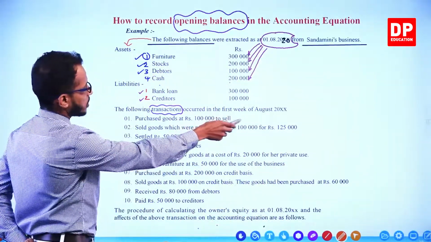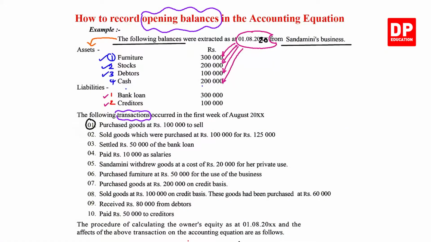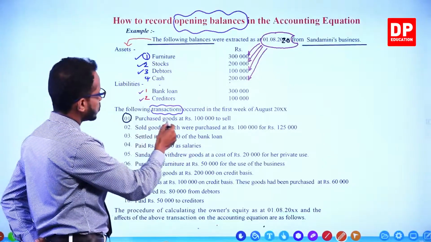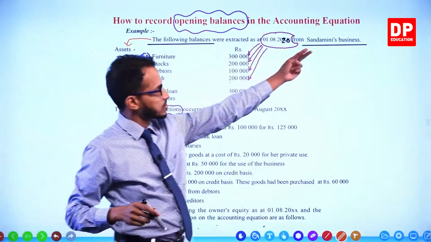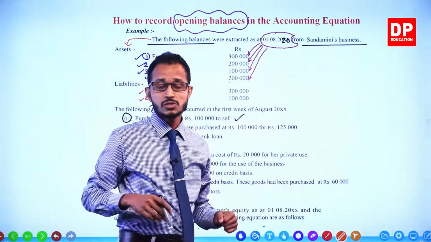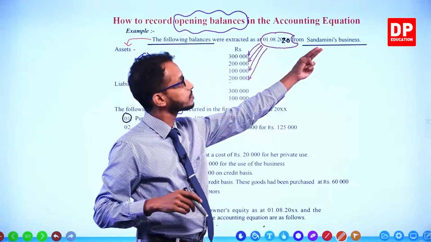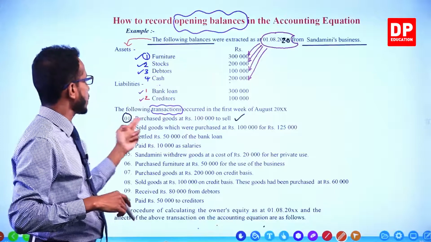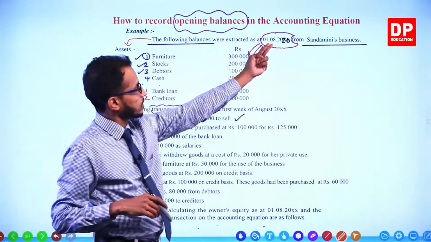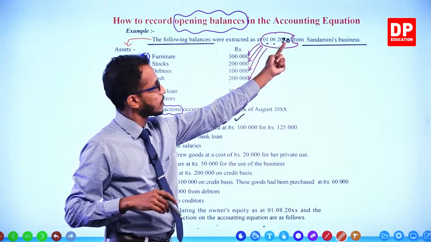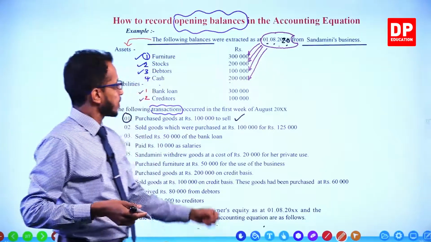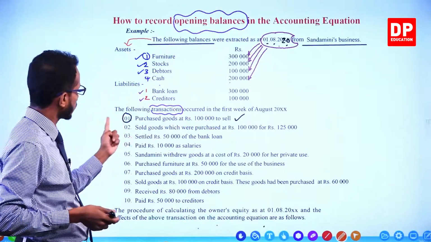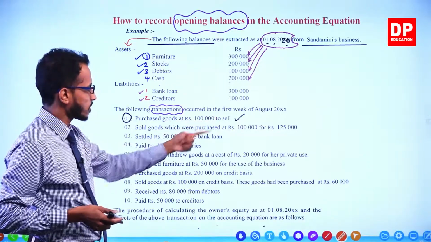The following transactions occurred. First transaction: purchased goods at 100,000 to sell. I told you that Sandamini's business must be a grocery store or a retail store, remember? So in that business, on the 1st of August, she started trading, and the very first transaction was this: purchase goods at 100,000 to sell.